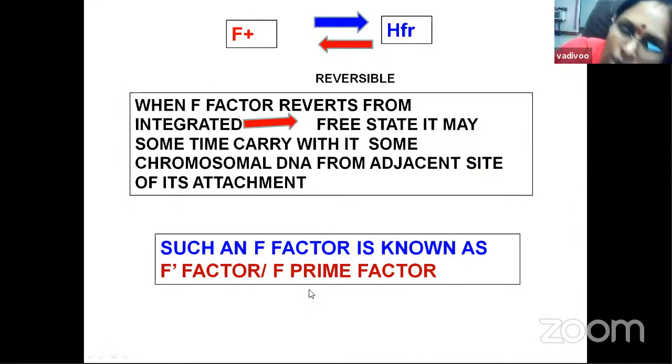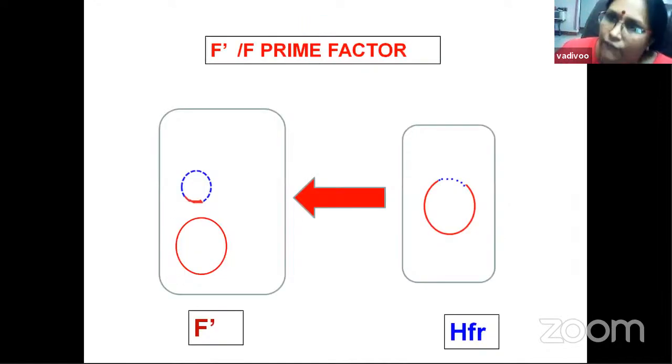Such a factor is known as the F prime factor, F dash factor, or F comma factor. So this is the F prime factor. How it comes about, you can see here. When it reverses back from the integrated state to F plus, it separates, and the plasmid part takes the donor bacterial chromosomal DNA along with it. This becomes the F prime factor.